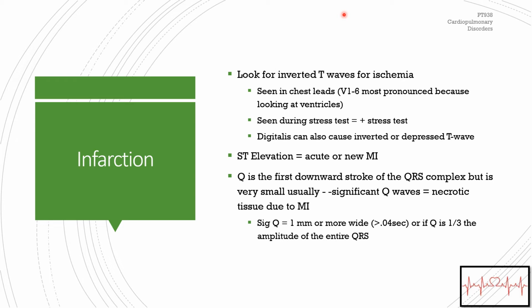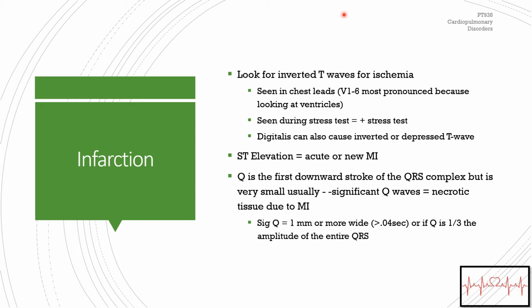So if we see this inverted T wave or this ST segment change its position, then that indicates a positive stress test and a further workup would be required. Digitalis can also cause T wave inversion, so we would want to check on medications and dosaging. ST segment elevation shows up when there is an acute MI.